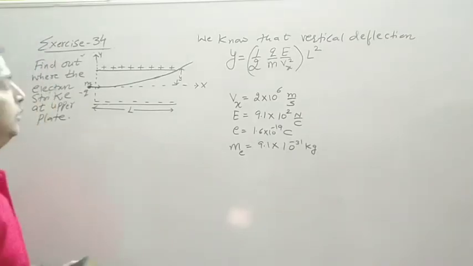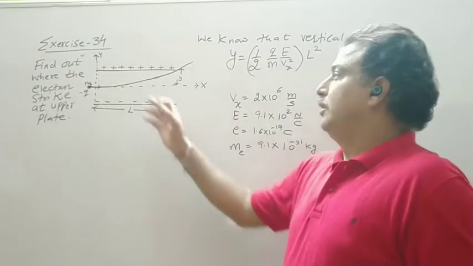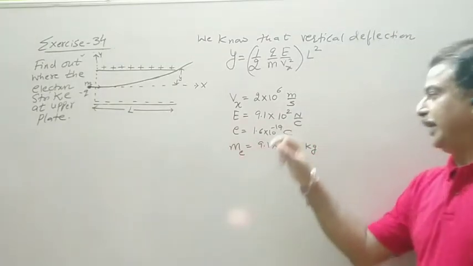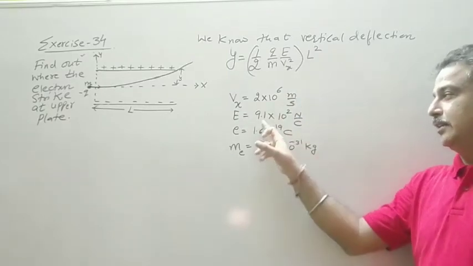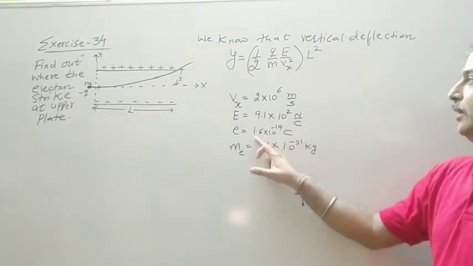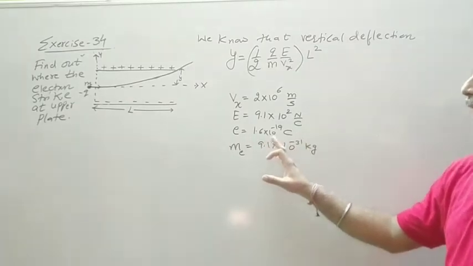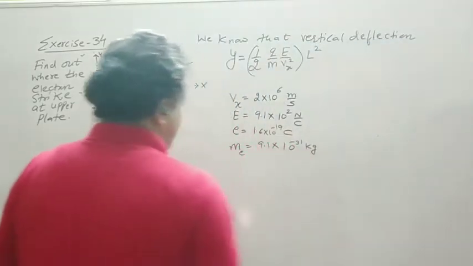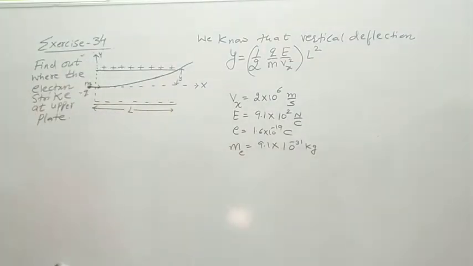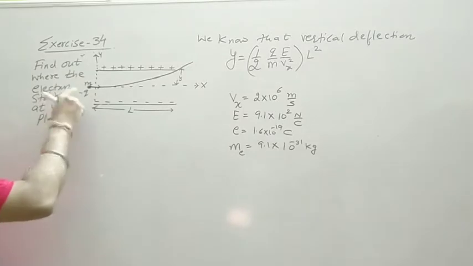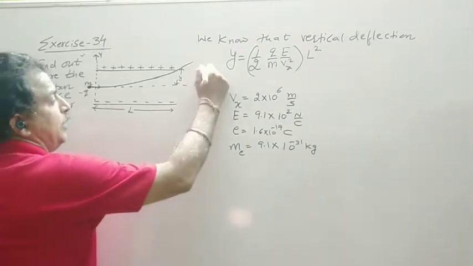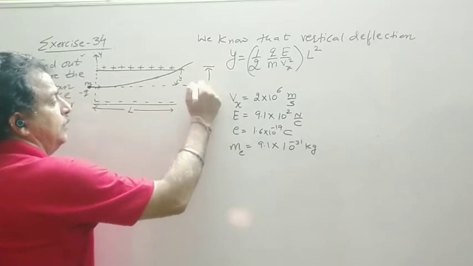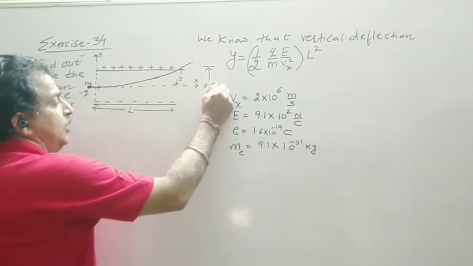Now in continuation to question number 33, we have question number 34, where a particle is entering with a horizontal speed 2 into 10 raised to 6 meter per second. The electric field is given, and the e value and m value of the electron are known to us. We have to find out where the electron strikes the upper plate. Moreover, another quantity which is given is the distance between the two plates, which is 0.5 centimeter.